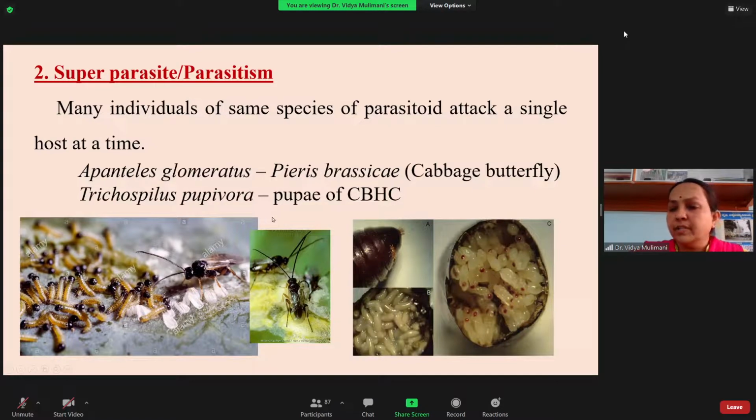Another example is for a pupal parasitoid, Trichospilus pupivora, which attacks the pupae of the coconut black-headed caterpillar. Here you can see the pupa of the CBHC, where two females lay eggs into the same pupa, so the numbers will be more. That is superparasitism: many individuals of the same species attack the host at a time.